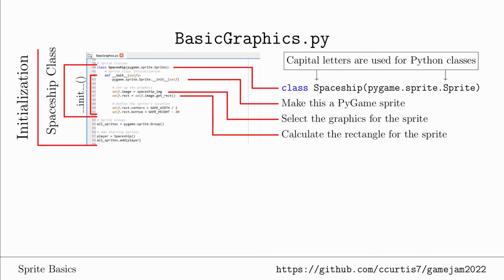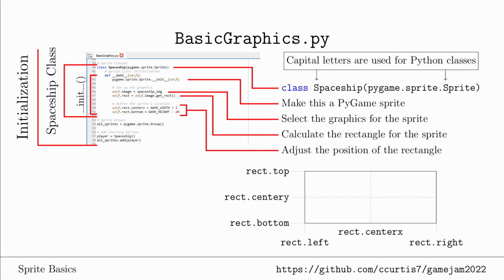We also have to get the rectangle as we did for the background. Remember that the image is drawn on top of this rectangle. And since rectangles contain information about location, we use the rectangle to indicate where the sprite is going to be drawn. And the last couple lines do this. The first one puts the spaceship in the middle of the game screen, and the second one puts it towards the bottom, but not all the way down.